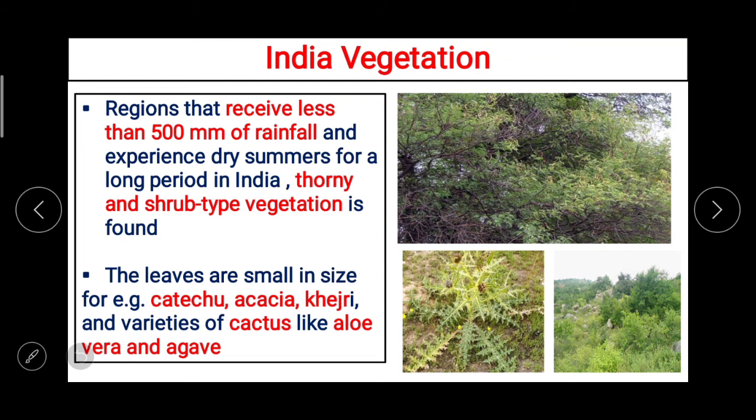regions that receive less than 500 millimeter of rainfall and experience dry summers for a long period in India, there thorny and shrub type vegetation is found. क्योंकि वहाँ पर बारिश बहुत कम होती है और ज़्यादा से ज़्यादा ड्राई समर होता है. सो वहाँ पर एवरग्रीन जो है हमेशा हरे रहने वाले या फिर बहुत ऊंचे होने वाले पेड़ हमें देखने को नहीं मिलते हैं. The leaves are small in size. For examples you can see catchu, then acacia, khezri, and varieties of cactus like aloe vera and agave.